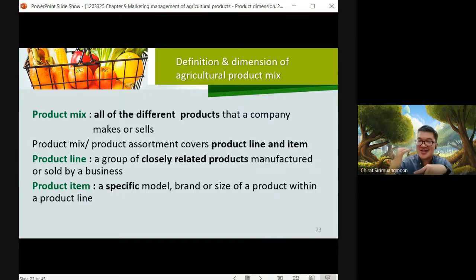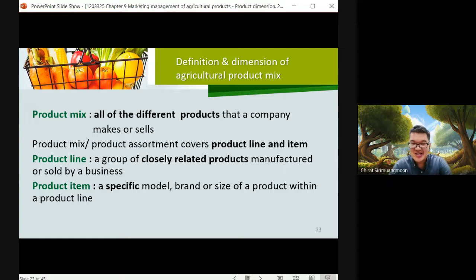So this is a product in the snack line. Then we also have the instant noodles, which actually is very close to snack line because it uses agricultural products. So this is the product line. Each product line has products in each line, which we call the product items.